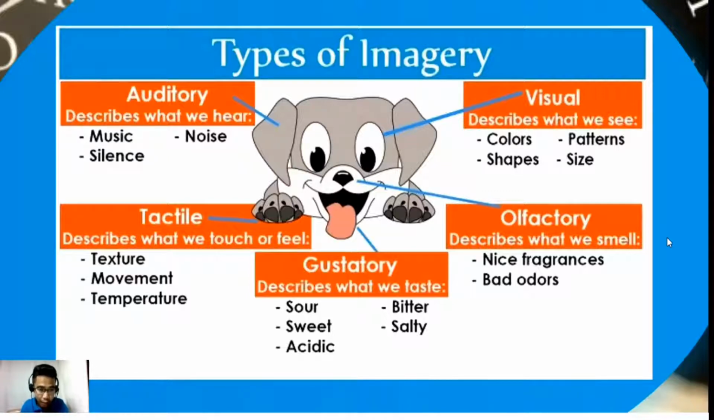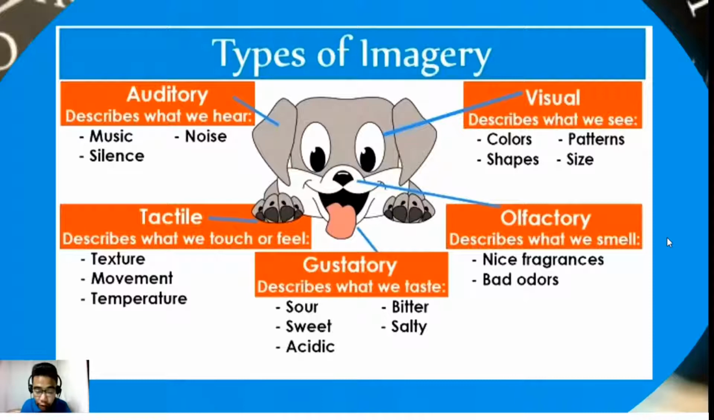Next is his hand. We have tactile. It describes what we touch or feel. Like right now, I feel itchy. Examples of tactile, or what we touch or feel: texture, movement, and temperature. Next, for his tongue, we have gustatory. It describes what we taste. For example, sour, sweet, acidic, bitter, and salty.